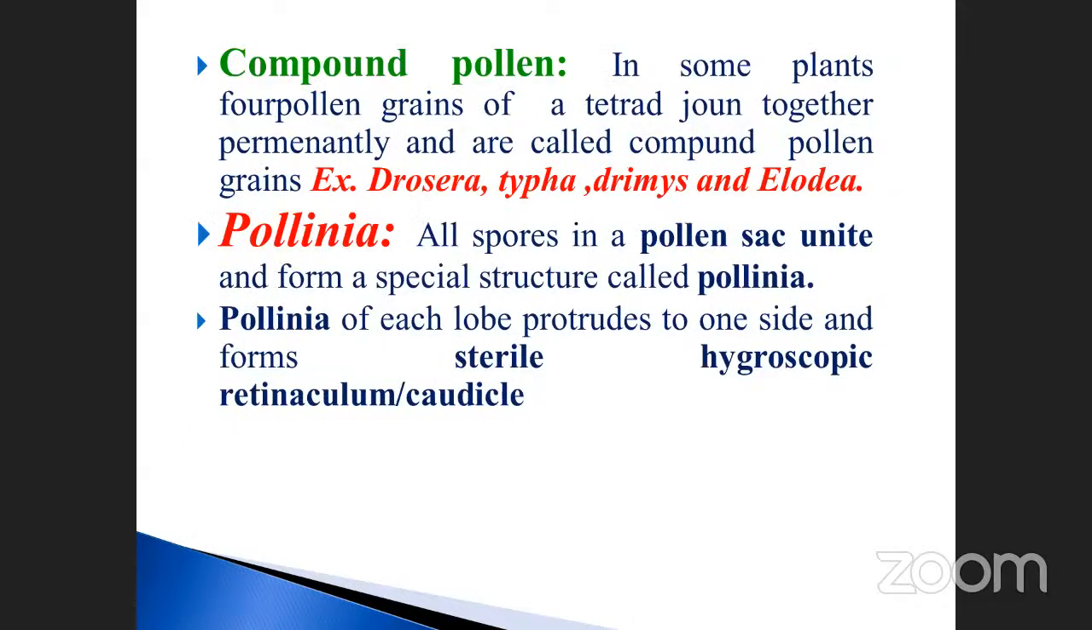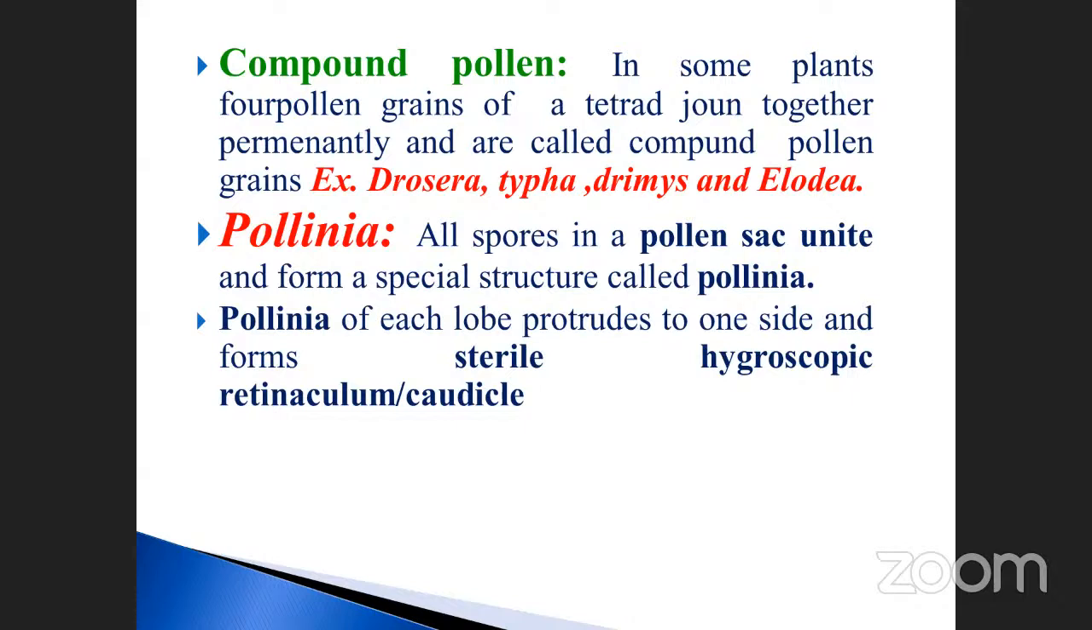The next one is called compound pollens. In some plants, 4 pollen grains of the tetrad join together permanently. That is very, very important. In polyspory, 4 pollen grains are present, but here, in compound pollen, 4 pollen grains of the tetrad join together permanently and are called compound pollen grains. Example, Drosera. You must note it down, and also Typha, Trimis, and Yellow Day. These are the examples given for compound pollen grains.